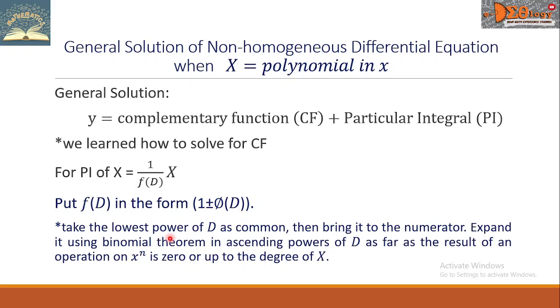We take the lowest power of D as common, then bring it to the numerator. Expand it using the binomial theorem in ascending powers of D, as far as the result of an operation on x raised to n is 0, or up to the degree of capital X.